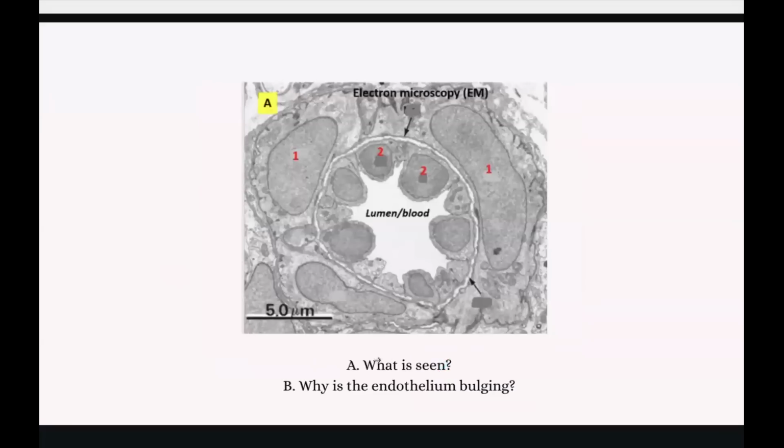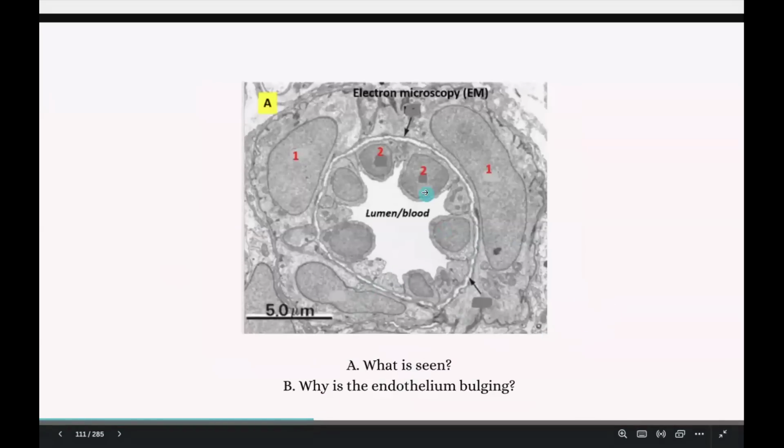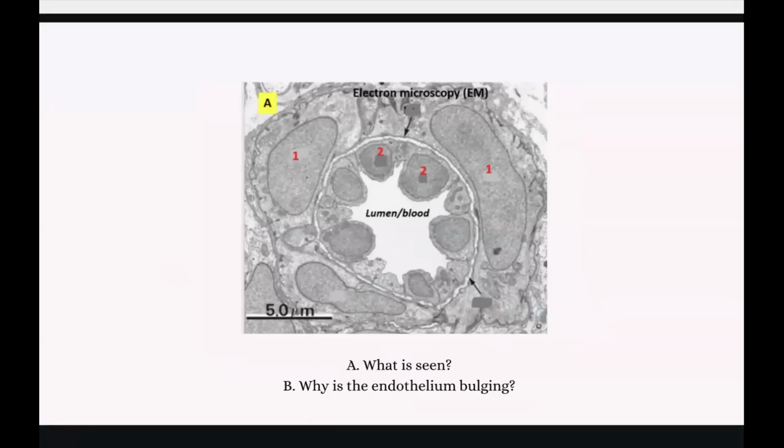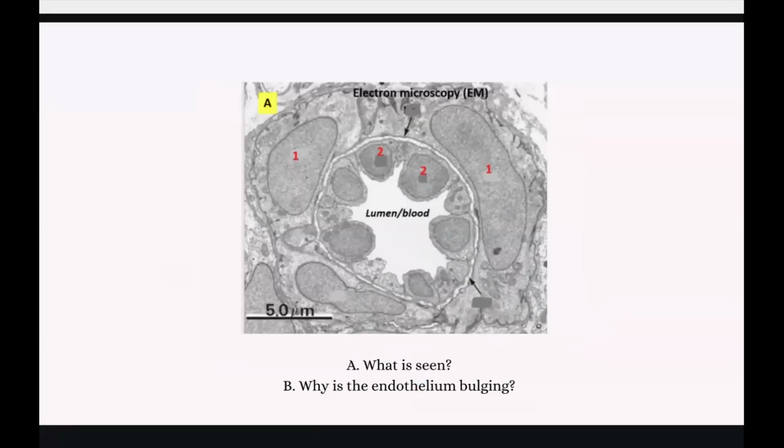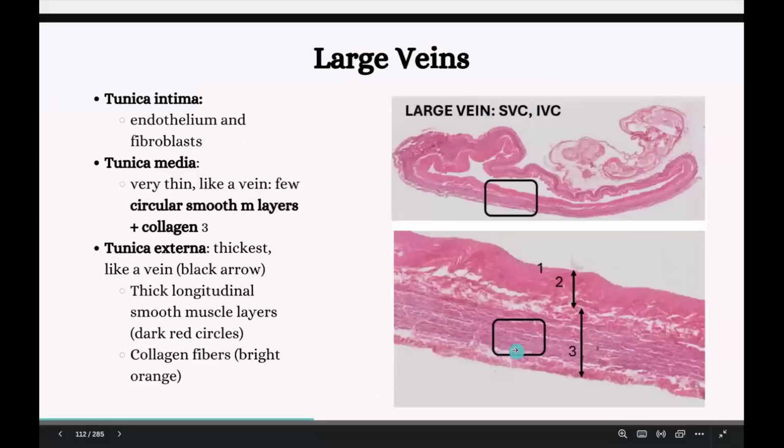Thank you. What about here? What is seen here? It's an arterial? Yes, perfect. How did you know that? What's very characteristic in this? Because there are very few smooth muscles and the bulging endothelium. Perfect. And why is the endothelium bulging? Because of the vasoconstriction that it does. Yes, perfect. Thank you so much.